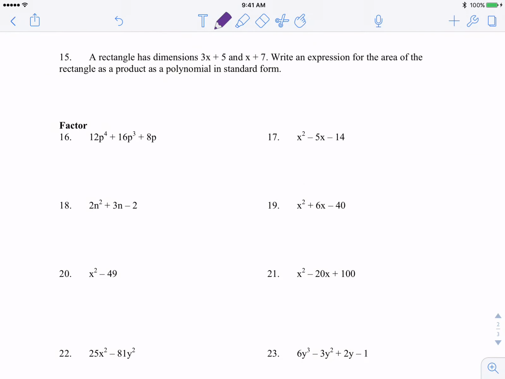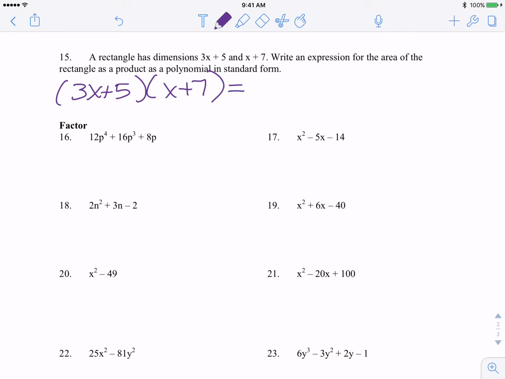Number 15, a rectangle has dimensions of 3x plus 5 and x plus 7. Write an expression for the area of the rectangle as a product and as a polynomial in standard form. Remember, this is not a polynomial. What I have written right now is a binomial times a binomial. It is not a polynomial. So in order to find the polynomial, I need to FOIL or box that and expand it.